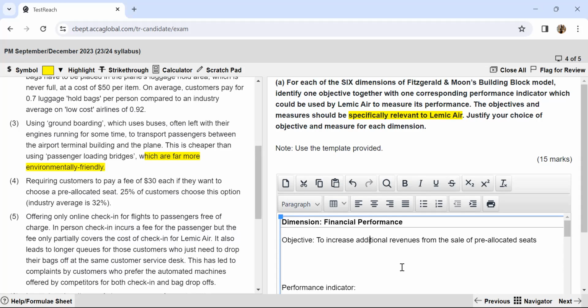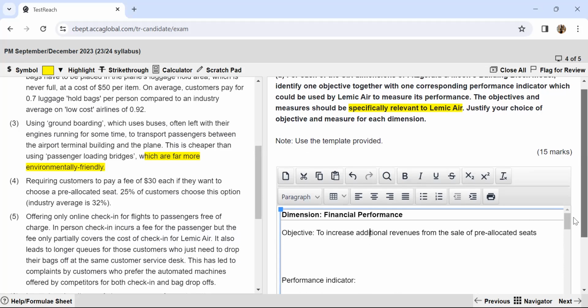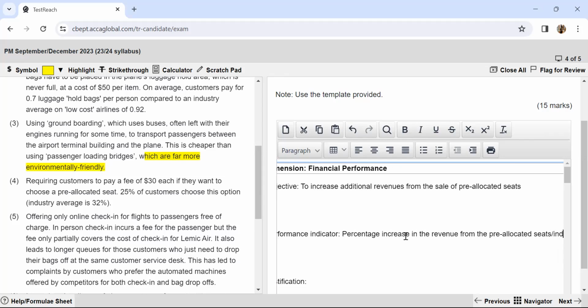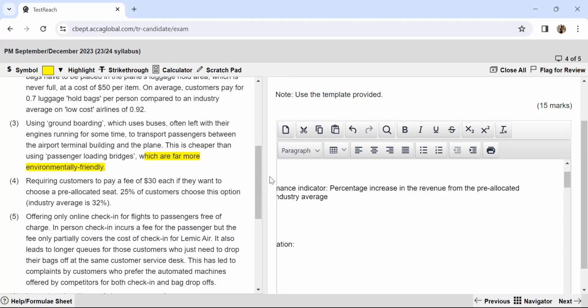Now, what performance indicator can be there to check whether we have been able to achieve this objective or not? So we can see the percentage increase in the revenue from the pre-allocated seats, or we can also compare it to the industry average in the next year. So this is how we can work this out.